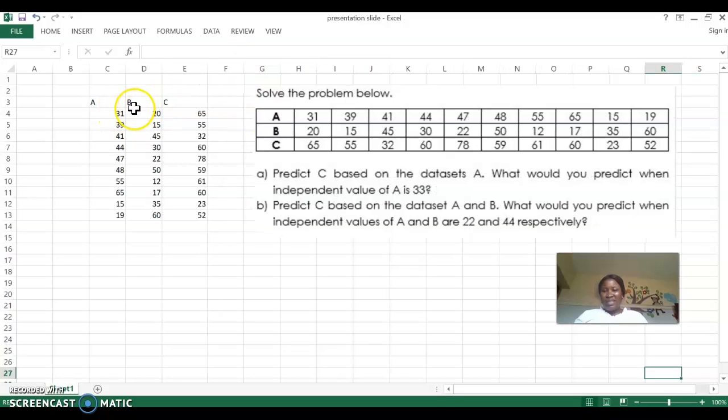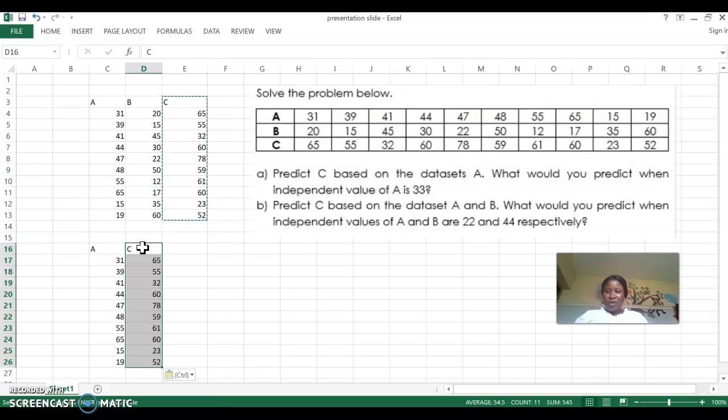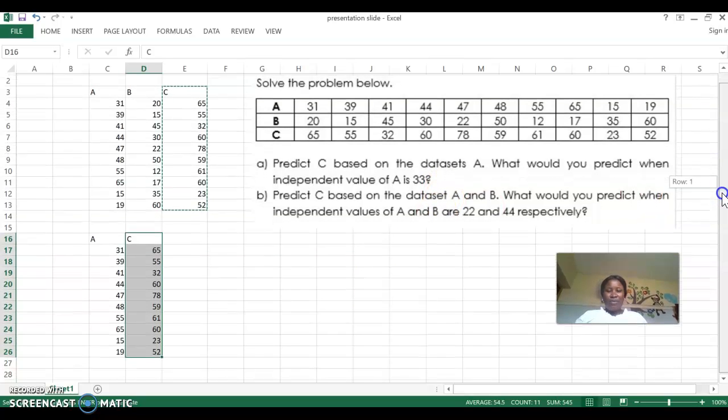We have A, B, C. To solve this part of the question, we are looking at A and C, so I'm going to copy out my A and C. This is my A, and this is my C. To predict the value of C when A is 33, the first thing to do here is to calculate the slope.